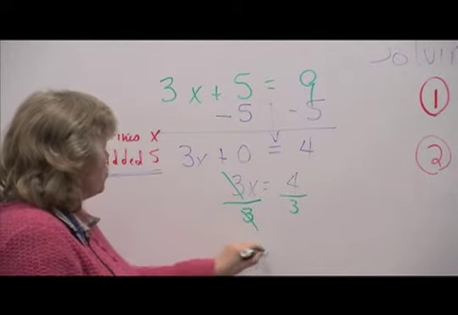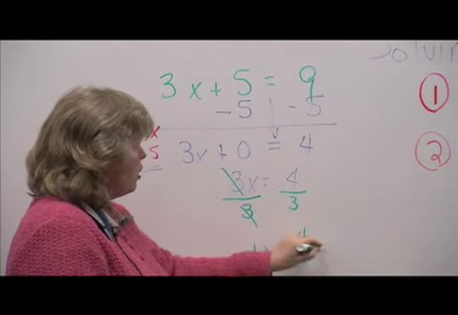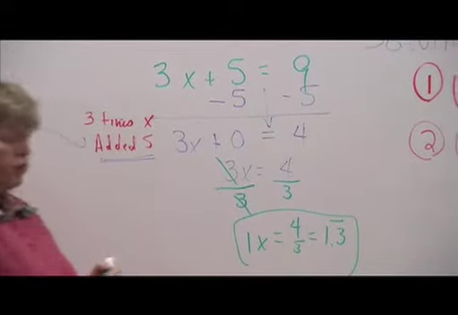3 divided by 3 is 1, and 4 divided by 3 is 4/3. If you prefer, it is a decimal.